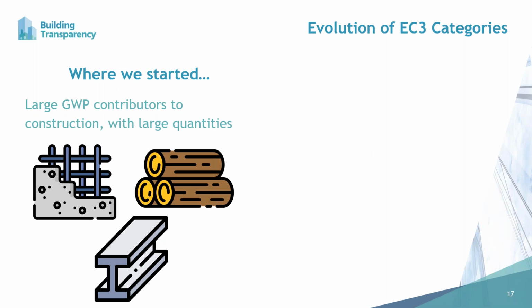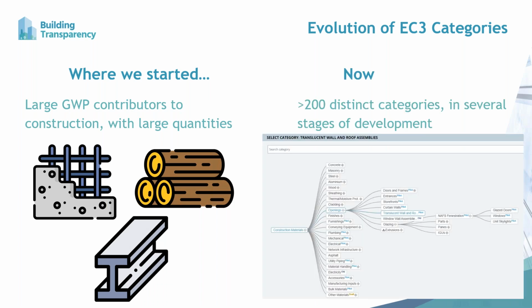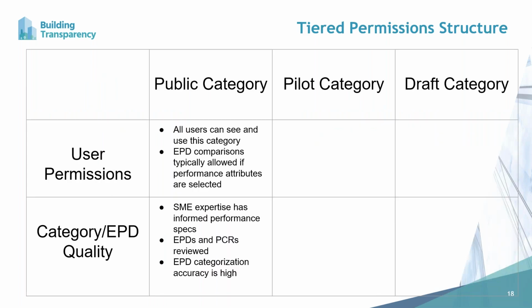Those were the categories we started with, but it turns out there's a lot of stuff that goes into buildings and construction. And so we've already gotten to this point where we have over 200 distinct categories in EC3 within several stages of development. This little screenshot down here just shows the layering of this category tree we have, that it's actually often several subcategories deep. It's just a complex space out there.